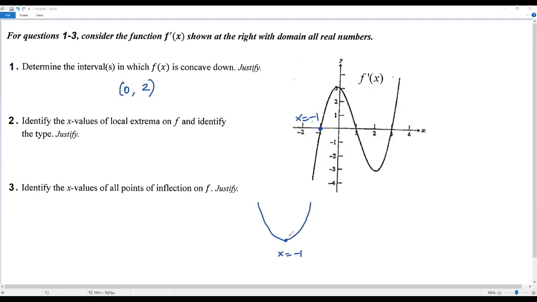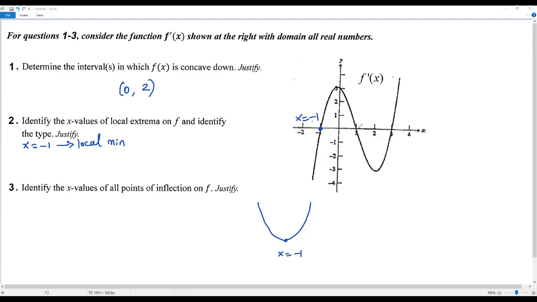So look at here. Clearly this is a local extrema, and specifically it's a minimum. So at x equals -1, we have a local extrema, and the type of extrema is local minimum. So let me write it over here: at x equals -1, we have a local minimum.